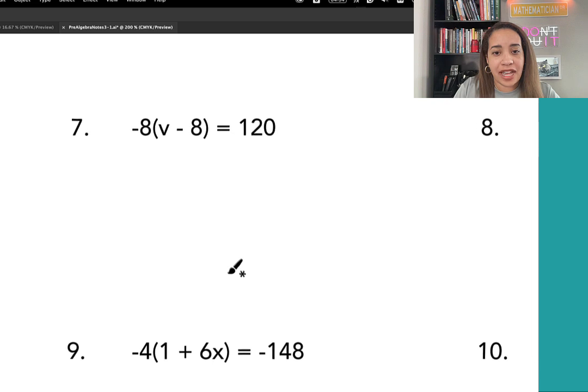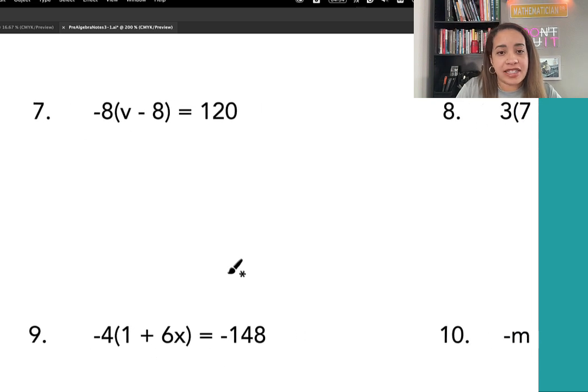Here is number 7. So we are finally starting to see those parentheses in our problems. So when we think about don't call me after midnight, the D stands for distribute. We talked about how we know to distribute when we see parentheses. So since I see parentheses in this problem, I should start by distributing.